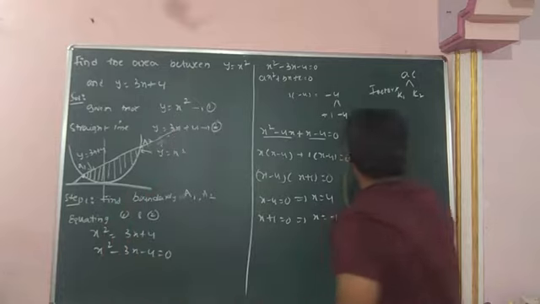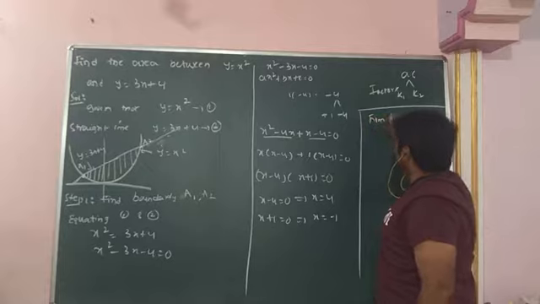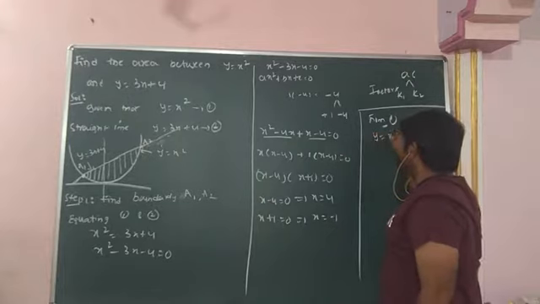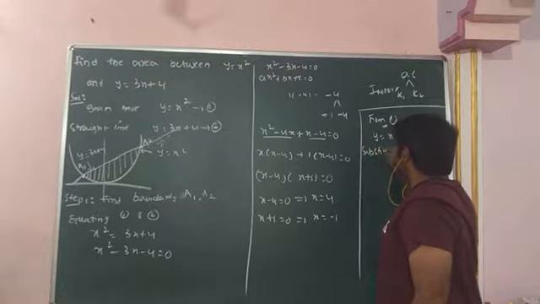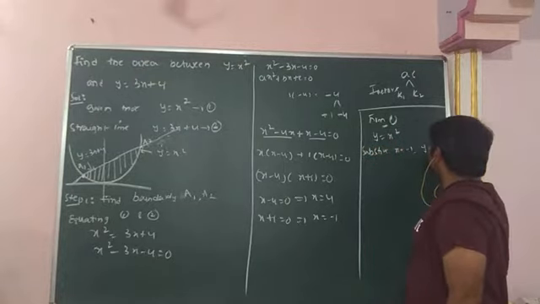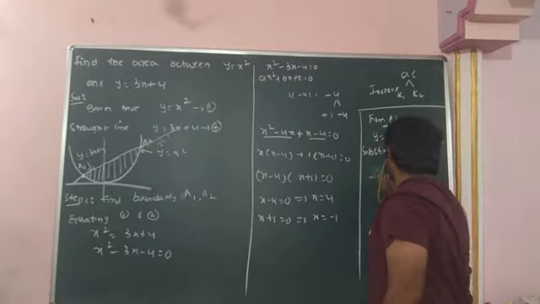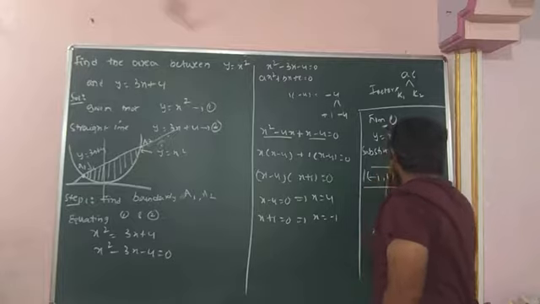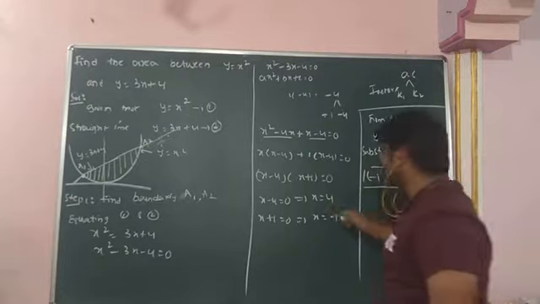So from equation 1, y equal to x square, substitute x equal to minus 1. That is y equal to minus 1 whole square, the value is equal to 1. So what is the point? The point x comma y is equal to minus 1 comma 1. This is one point, say A1.